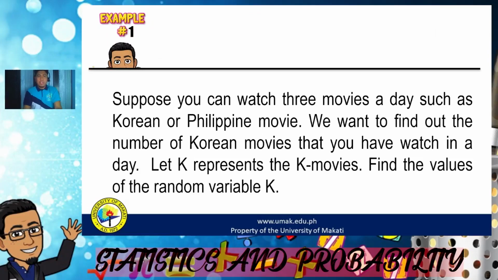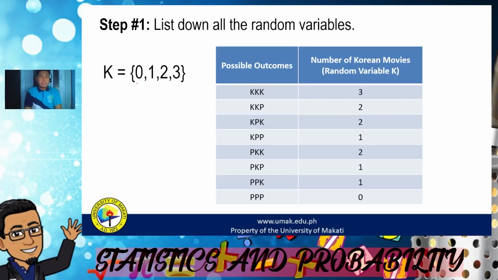Suppose you watch 3 movies a day, such as Korean or Philippine movies. We want to find out the number of Korean movies that you have watched in a day. So let K represent the Korean movies and find the values of the random variable. Here we have random variable 0, 1, 2, and 3. That is the random variable that we have to list down in our discrete probability distribution.